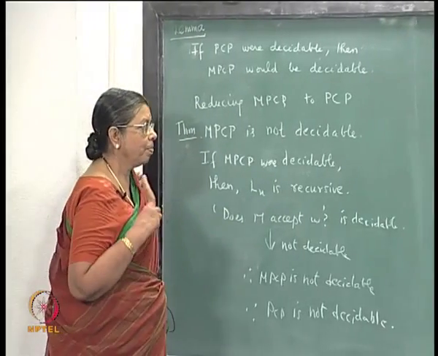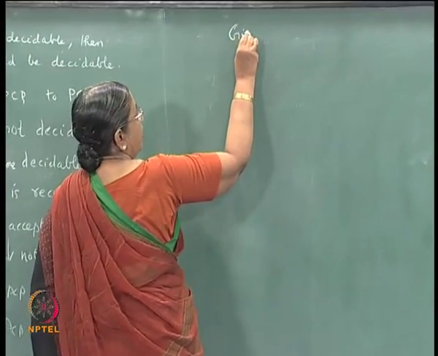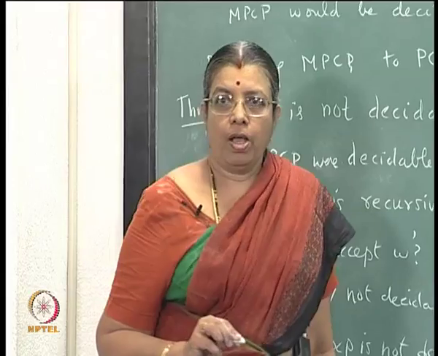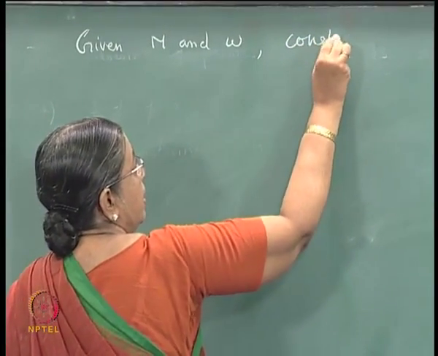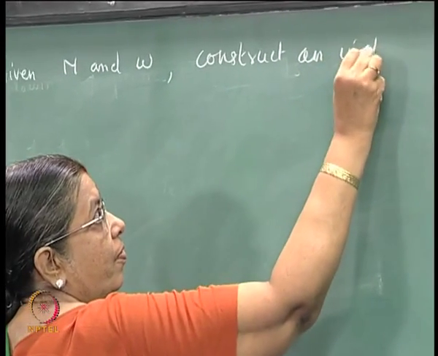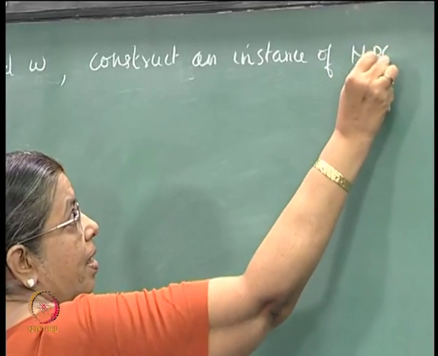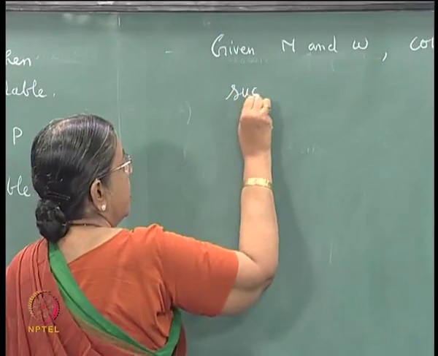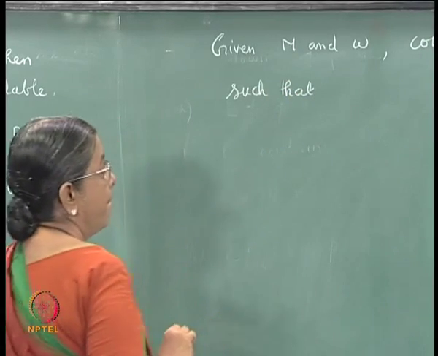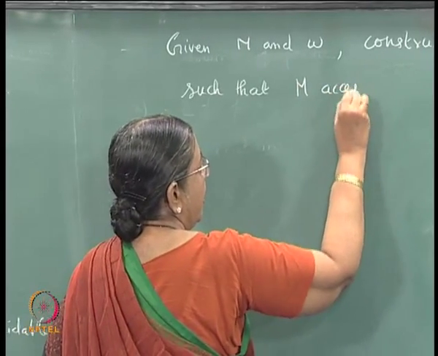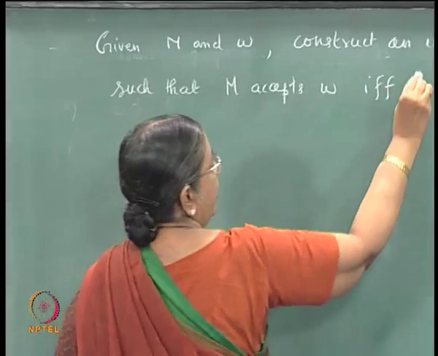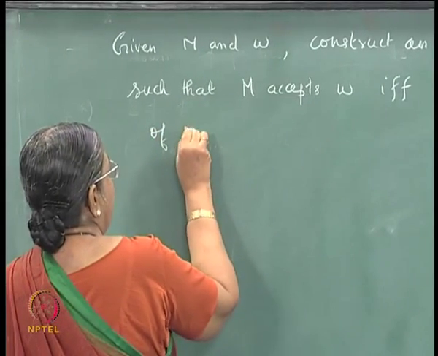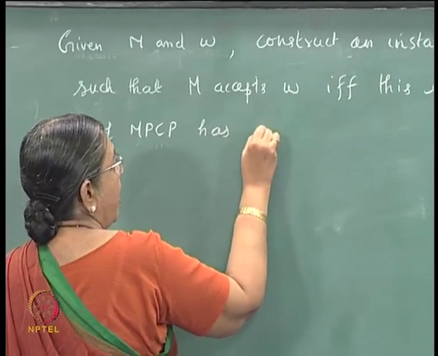Okay. Now, how does the proof go? Given M and W, given a Turing machine M and a string W, you construct an instance of MPCP such that M accepts W if and only if this instance of MPCP has a solution.